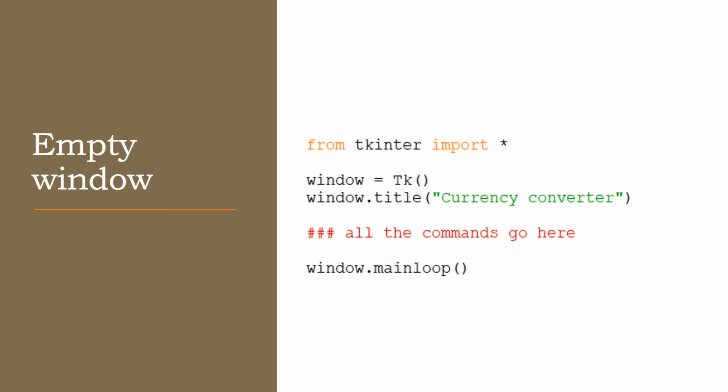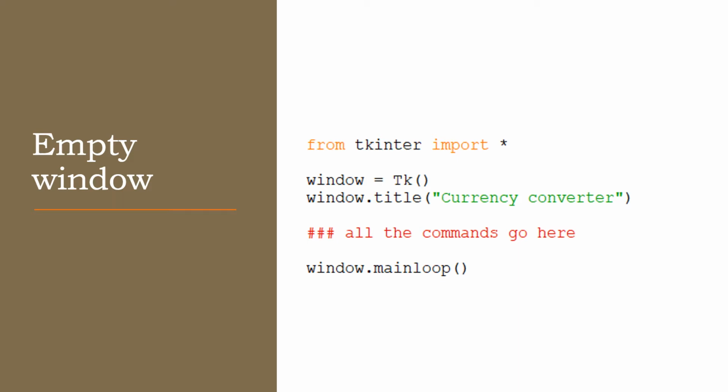Main loop makes the window refresh on the screen constantly while your program is running. That means that has to be the last command of your program, windows.mainloop. All the commands have to go in between the command that creates the window and the final command that makes the window loop. What that means is that Python will be constantly refreshing and running that window, and all the commands that we're going to write from now on go in that space.